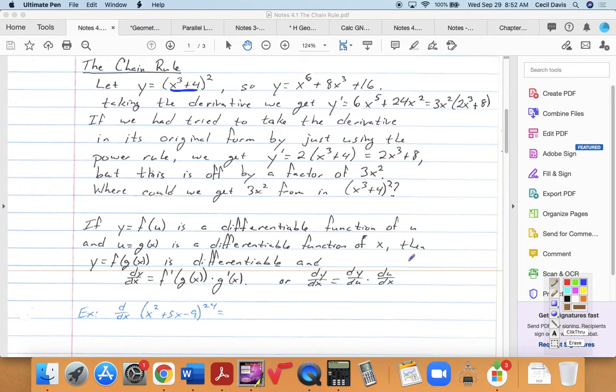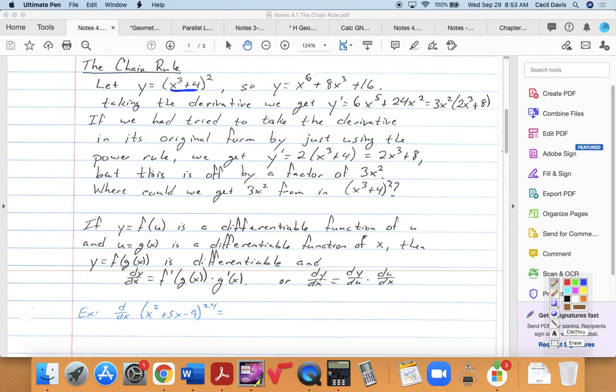And there are some times when Leibniz notation is a lot easier. We'll get to that. It looks like it would be worse, but there are occasions where, because of the way that the problem is presented, it's much easier to do it in Leibniz notation.